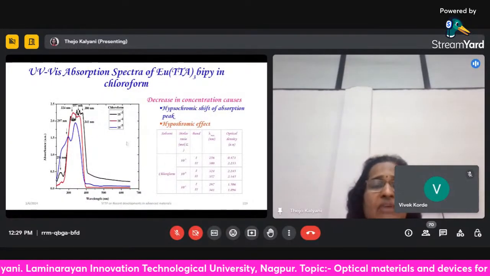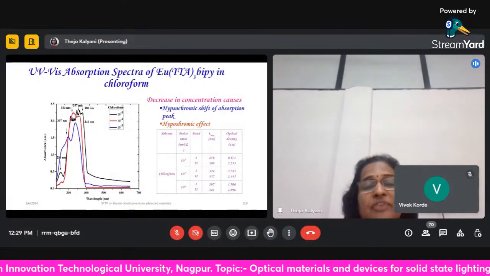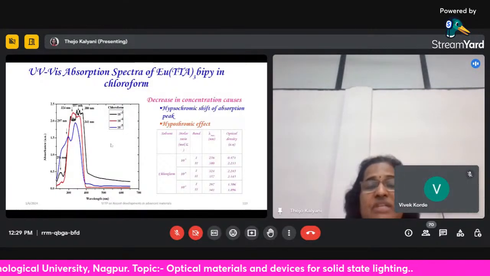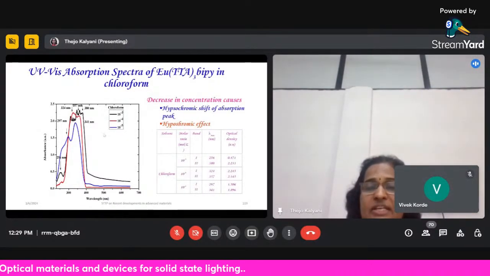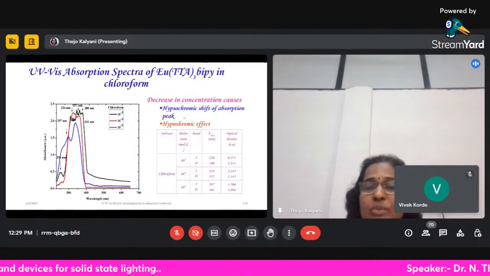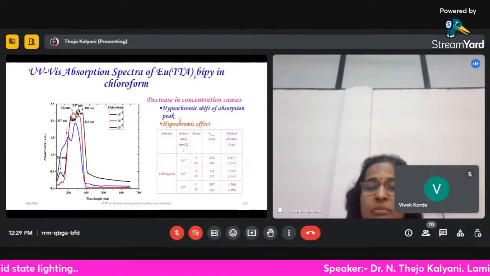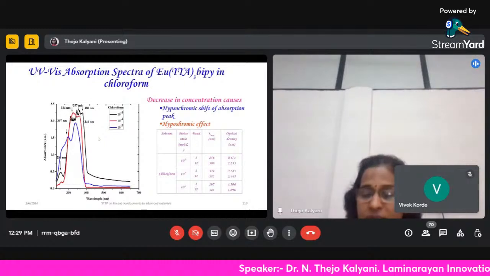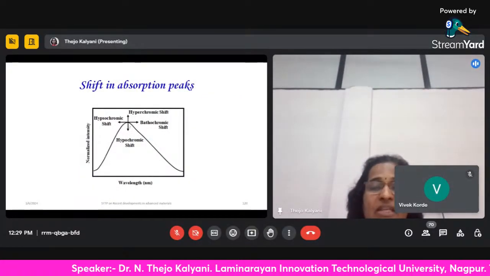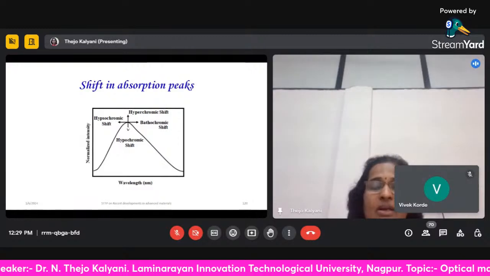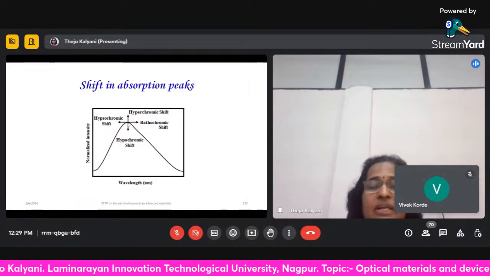And hence we can consider that due to that reason, the chloroform has given less intensity. So now we have studied the same thing at different concentrations. The first case we have studied with the variation of pH, and in this case it's the variation of the concentration. We have observed the hypsochromic shift in the peak.